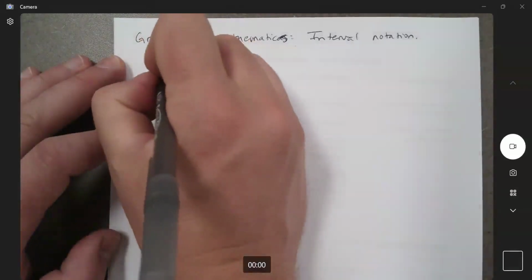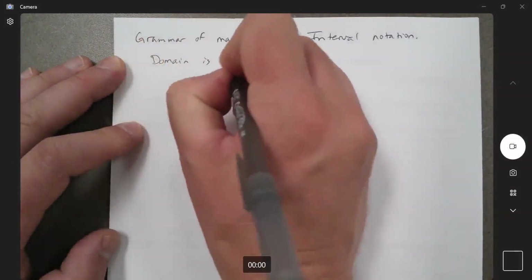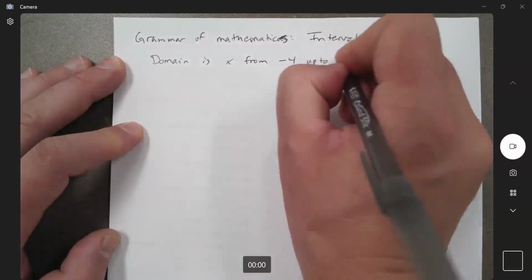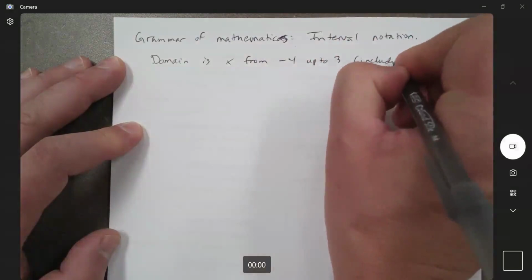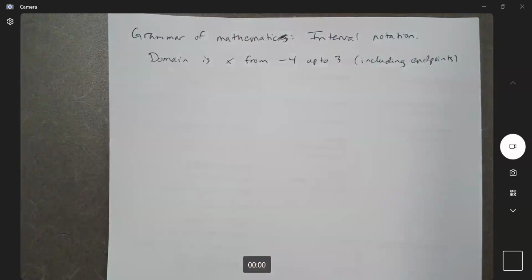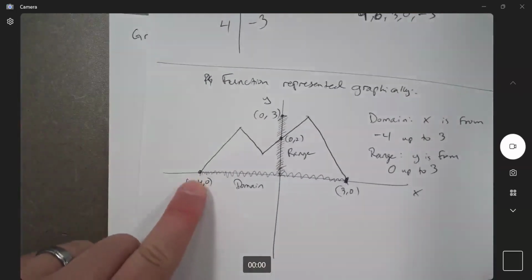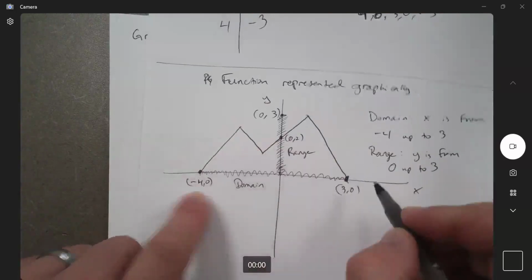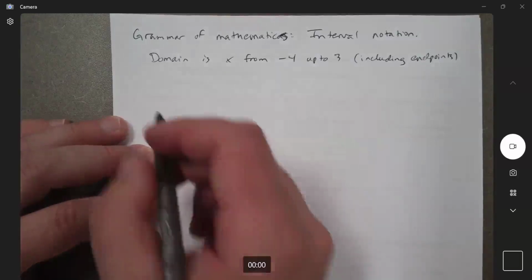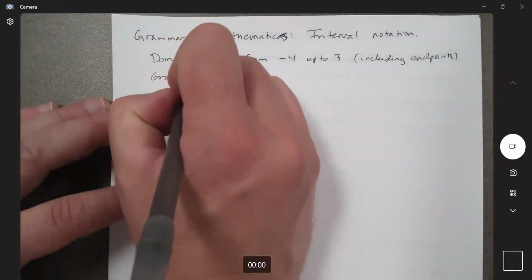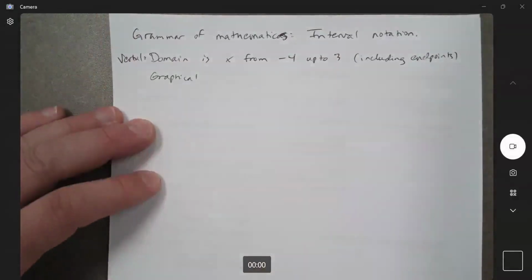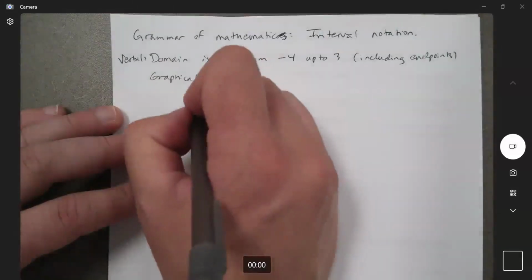And just like with our other mathematical ideas, there's numerical, graphical, visual, and symbolic here as well. So let's consider that the domain is x from -4 up to 3, including those endpoints. If we look back at our picture, -4 is fine. I actually have a point right there, and 3 is also fine. Oh, sorry, this is verbal right there. The domain is x from -4 up to 3.